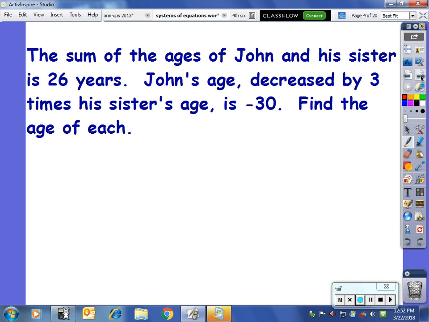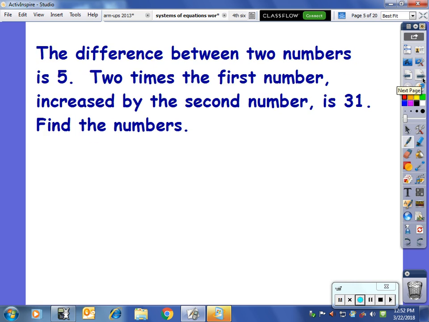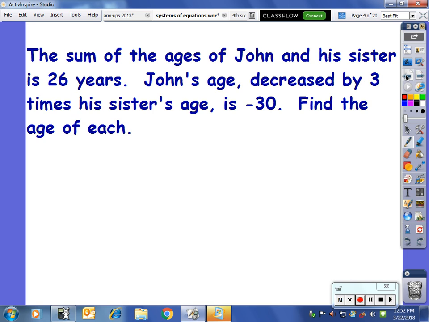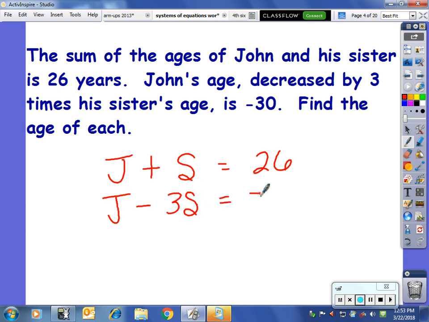Okay, tell me the two, what did you call them? Sentence thingies. You mean the two equations? All right, give me... Oh, whoopsie. Did I change the screen? Okay, give me the first equation. Yes. J plus his sister's age equals 26. What's the second equation? Exactly. John's age decreased by 3 times his sister's age is negative 30.